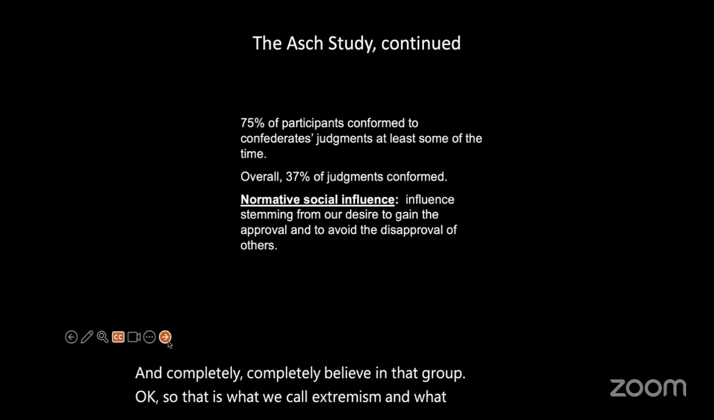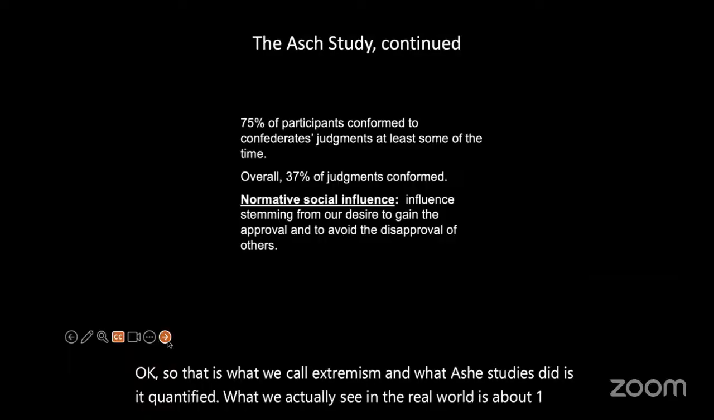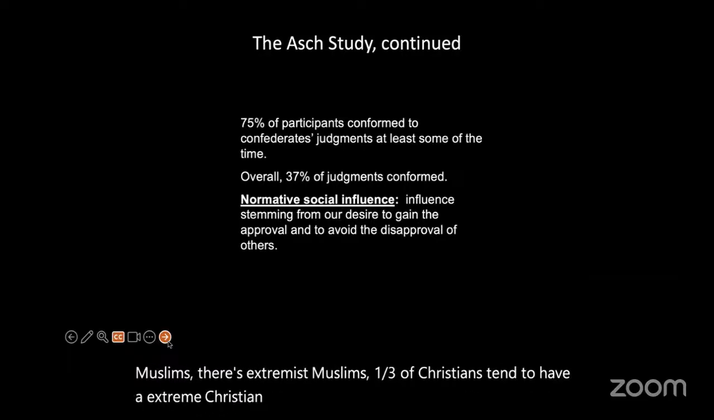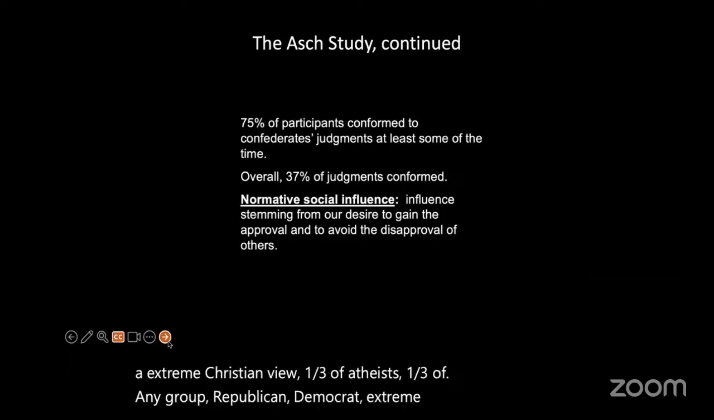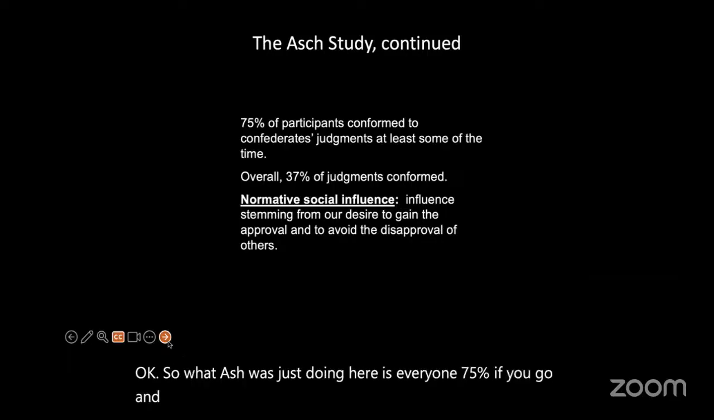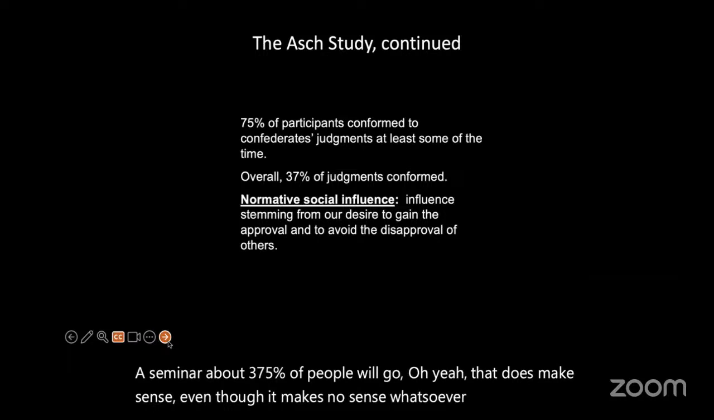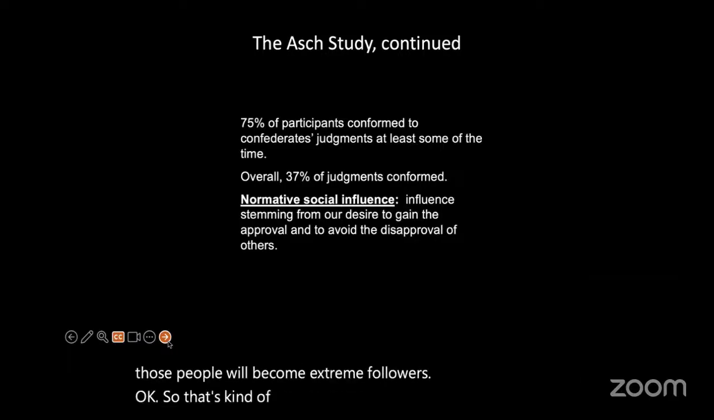And what the Asch studies did is quantify what we actually see in the real world. About 1/3 of Muslims are extremist Muslims. 1/3 of Christians tend to have an extreme Christian view. 1/3 of atheists, 1/3 of any group, Republican, Democrat, extreme liberals, extreme conservatives, 1/3 of the entire group. So if you go and listen to a seminar, about 75% of people will go, oh yeah, that does make sense, even though it makes no sense whatsoever. But 1/3 of those people will become extreme followers. That's what the Asch studies were quantifying.